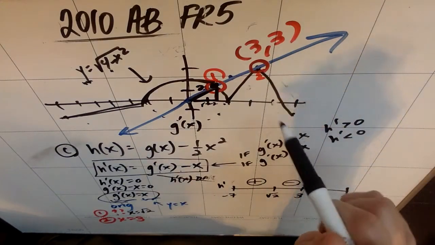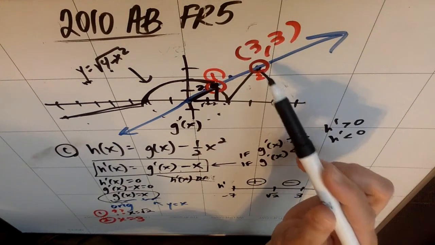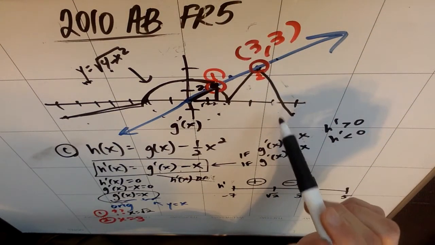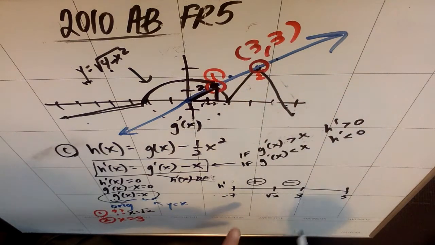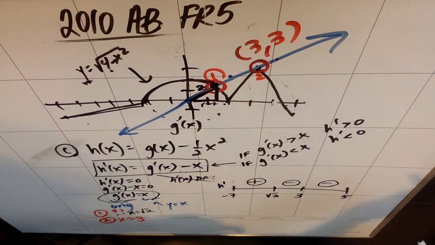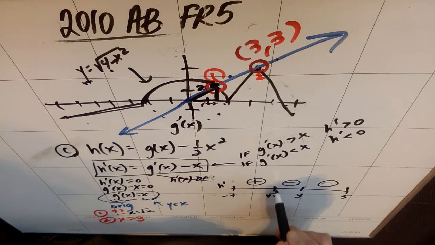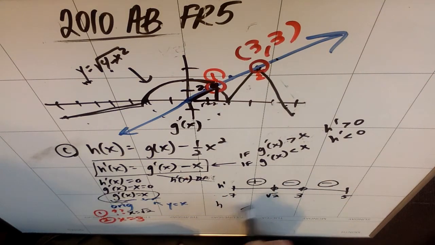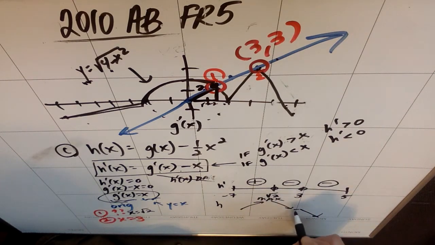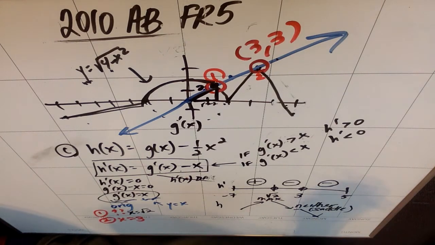And then on this window again, from 3 onward, what you'll see is that the blue curve is on top of the black curve. So again, just like it was here, we should get something that comes out negative, right? So although my h prime was 0 here and here, what's going to happen is my h is going up, down, level, down. So I have a max at root 2, and I have neither because this is what we call a saddle, right? That's a saddle at x equals 3.